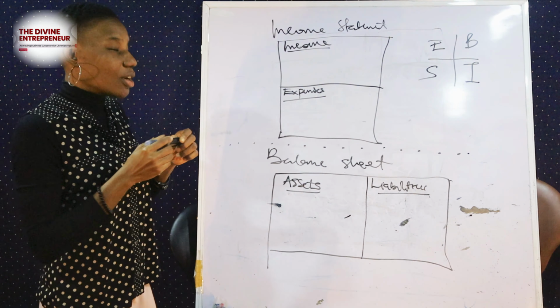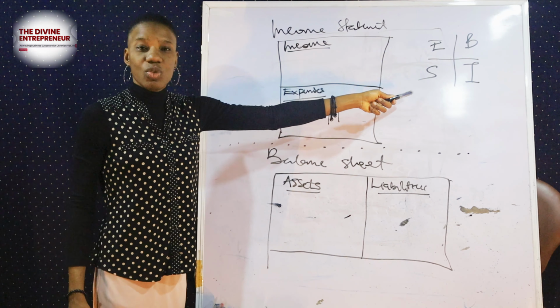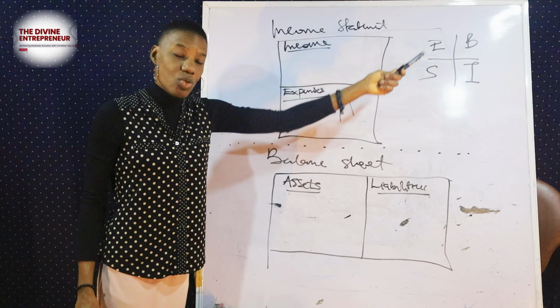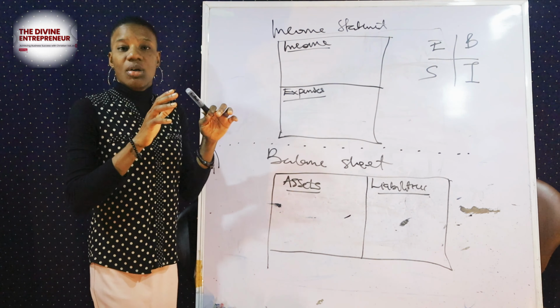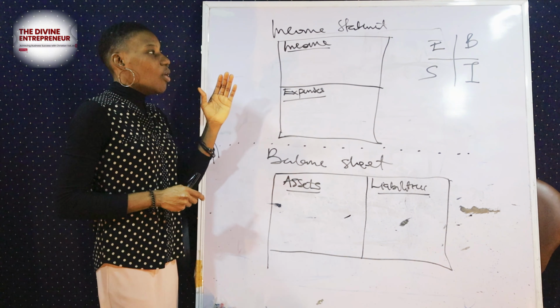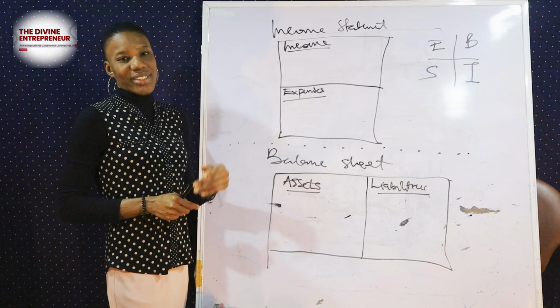So what does the income statement of an employee look like? What does that of an S look like? What does that of a B look like? And that of an I? Remember, we are all working towards moving from the left hand side of the quadrant to the right hand side.